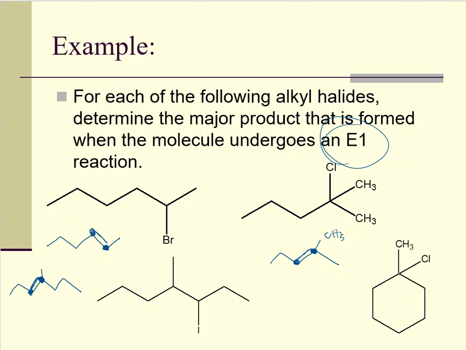Now, this E1 would be a different product than the E2. The E2 would not allow rearrangement. So the E2 would get rid of the iodine, it would get rid of that bond, and it would form a double bond at this location. That's where it would go. That gives it more substituted groups around those sp2 carbons.